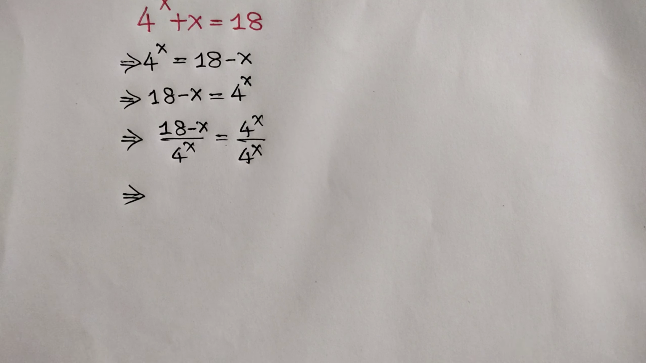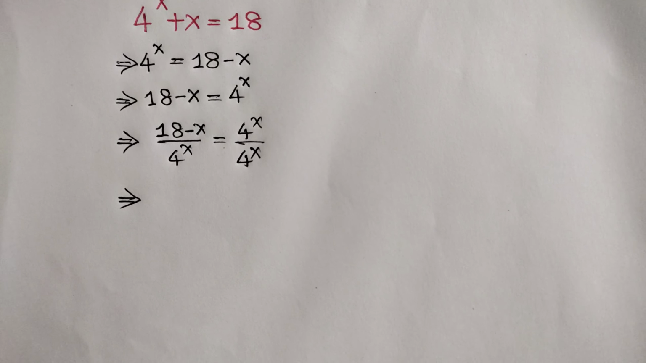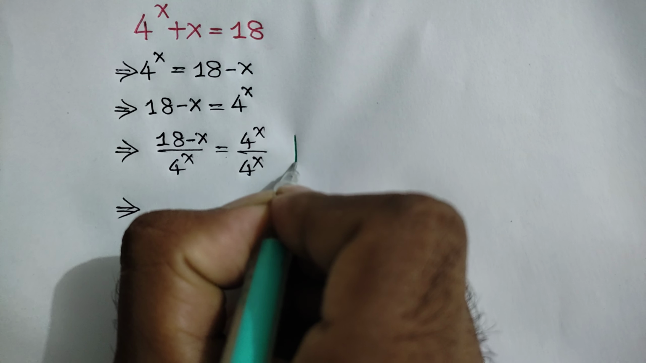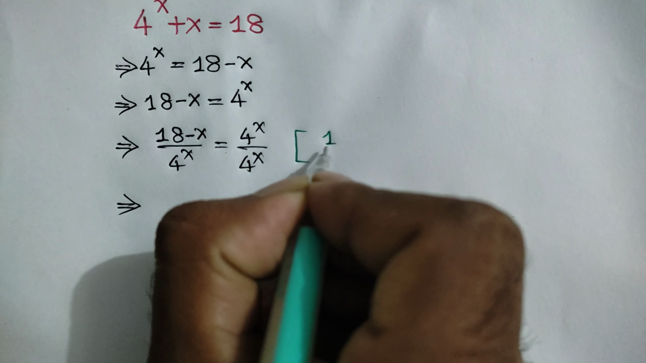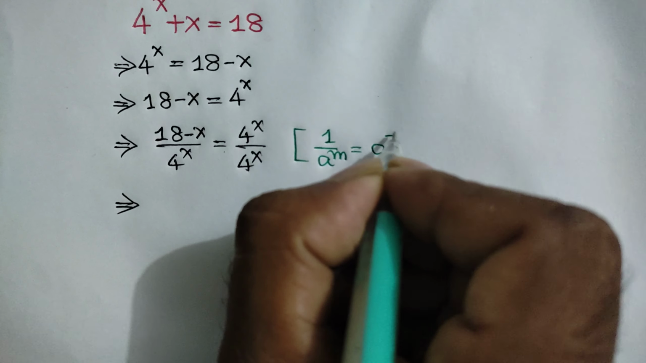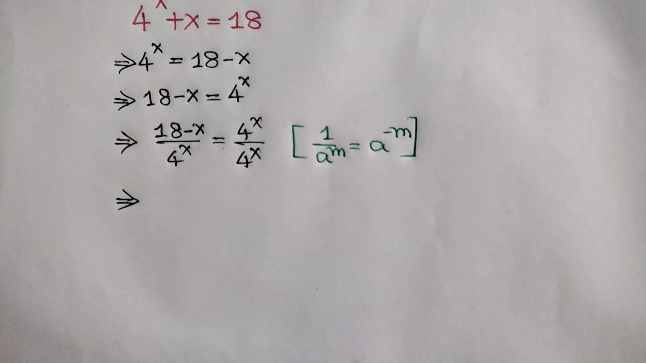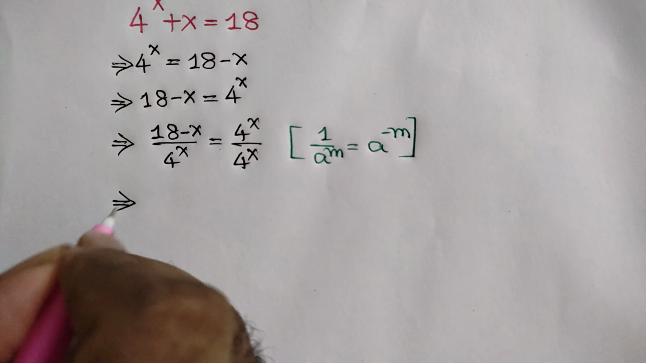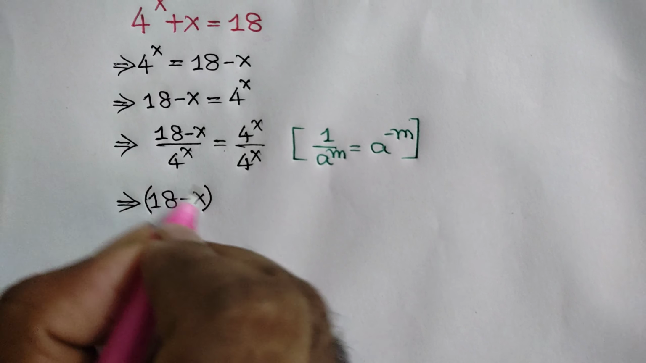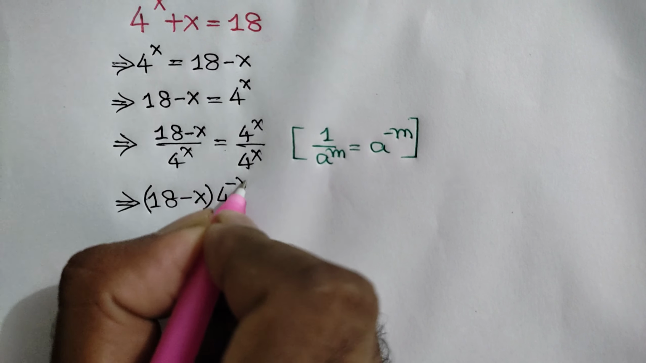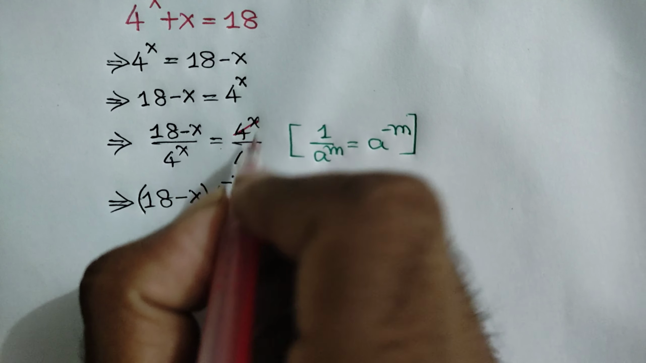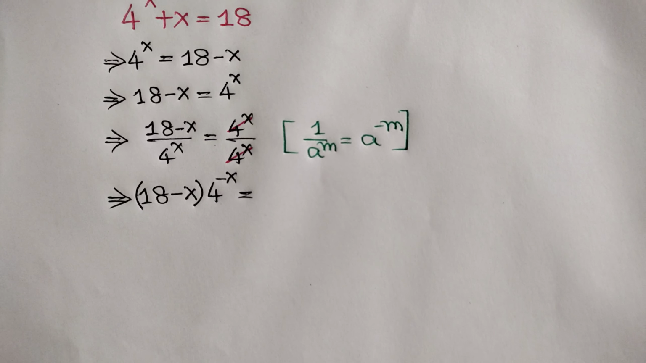If we apply this formula, 1 over a to the power m is equal to a to the power negative m, we can write 18 minus x times 4 to the power negative x is equal to, here this 4 to the power x cancels out this 4 to the power x, so we will get 1.